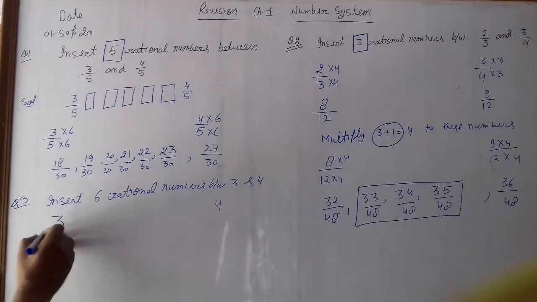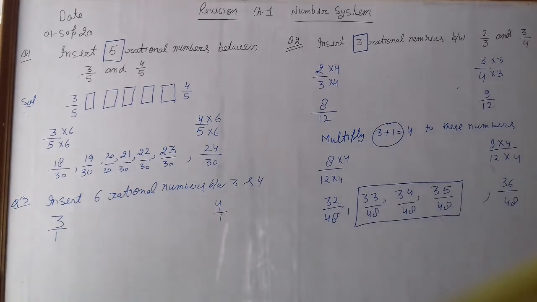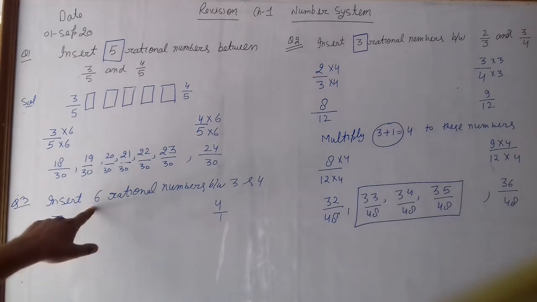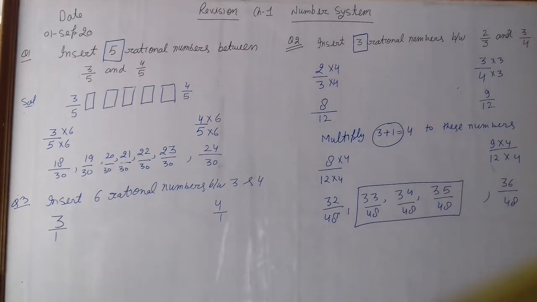So we can write just below 1 and here 1. And I told you before that first check the denominator. Is this equal? Yes. Denominator 1, that is equal. So we will multiply a number that is 1 more than the inserting numbers. So the inserting numbers are 6 here. So we will multiply by 1 more. That is 6 plus 1, 7.